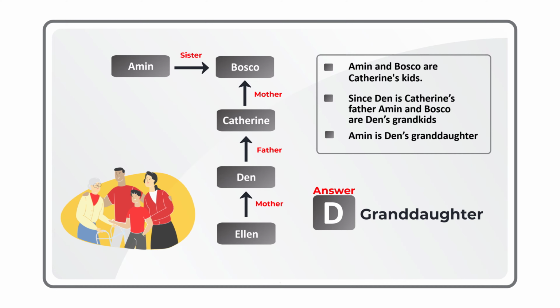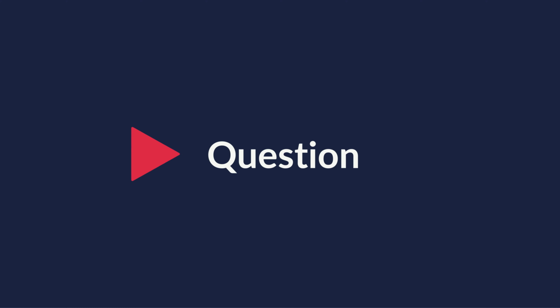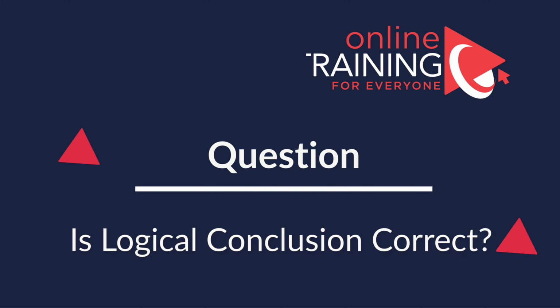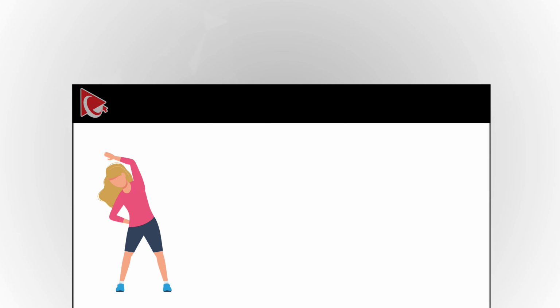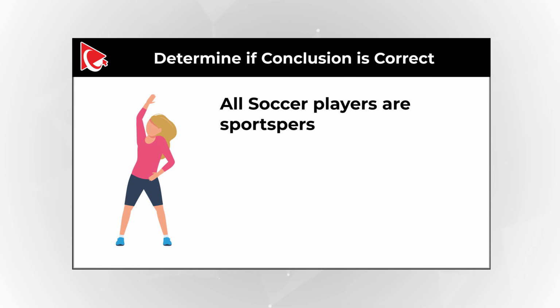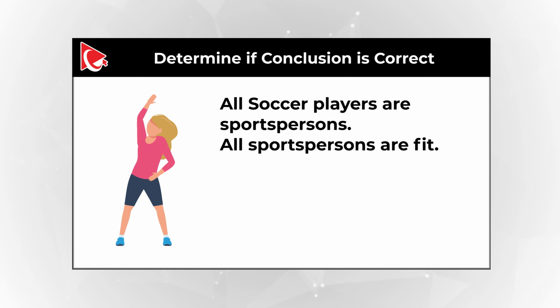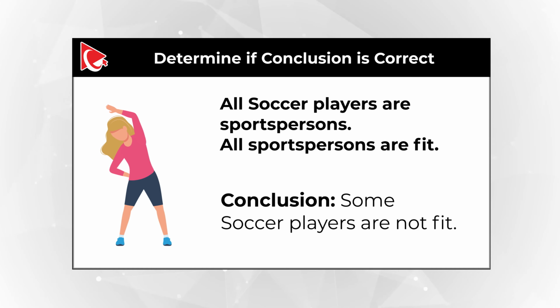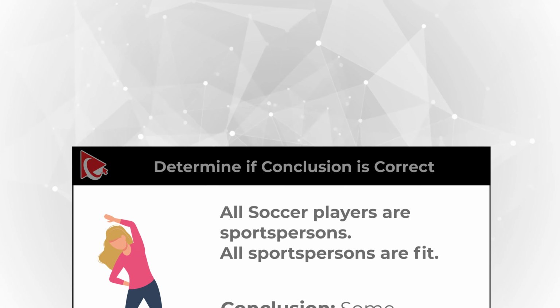Hopefully you've nailed this question and now know how to diagram and solve similar problems on the test. Here is a frequently used question to test how logical you are. You need to determine if a conclusion is correct based on the statements. Let's look at the statements. All soccer players are sports persons, and all sports persons are fit. Conclusion: some soccer players are not fit, and you need to determine if this particular conclusion is correct.